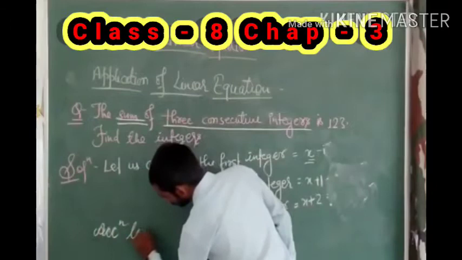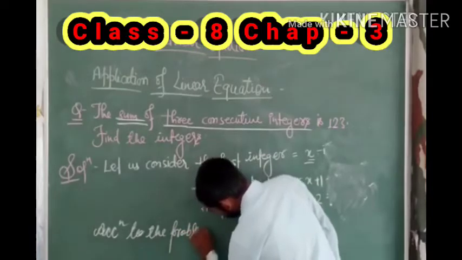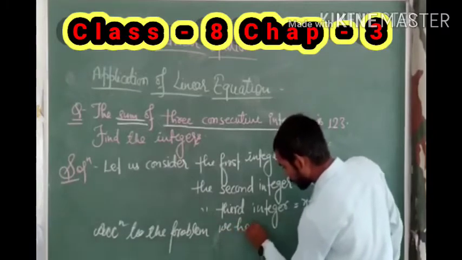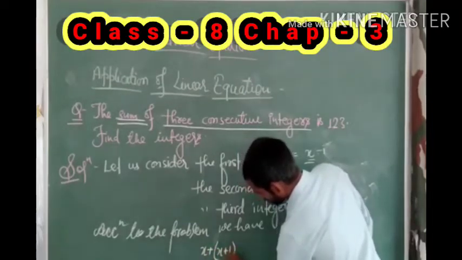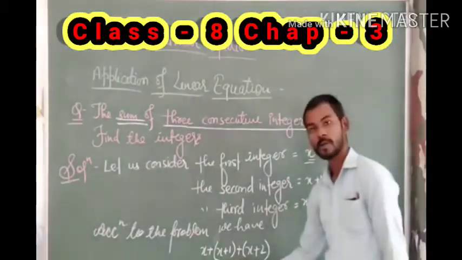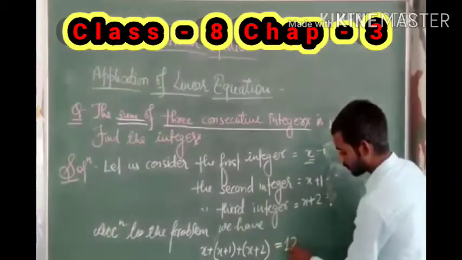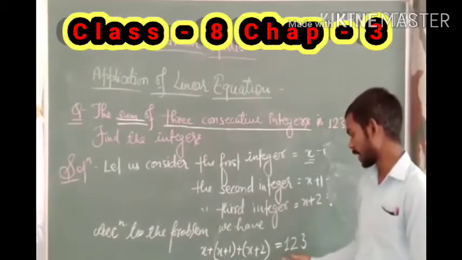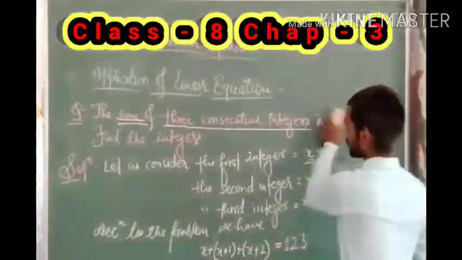According to the problem, we have x plus x plus 1 plus x plus 2. These are the sum of three consecutive integers, and this is equal to 123. Now we add this and we will get our linear equation. So let's see.